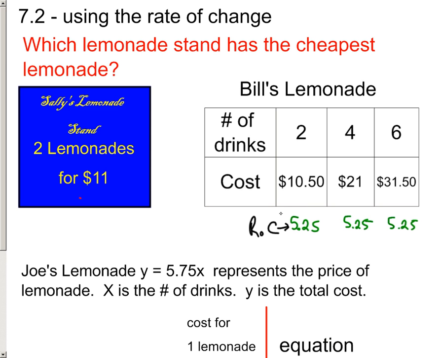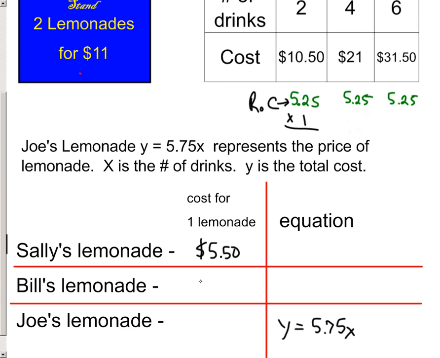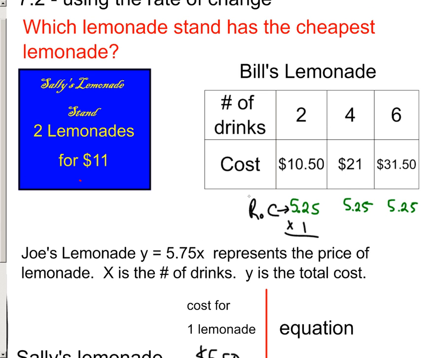If I take my rate of change and multiply it by the number of drinks, I can figure out what my price is. If I multiply it by 1, I get $5.25. So my cost for Bill's lemonade is $5.25. I could also use this rate of change to figure out a lot of other information. If I multiply it by 2, I'd get $10.50. I could multiply it by 3 and put that into the table. If I multiply it by 4, I get $21. If I multiply it by 5, I could figure out what would go in between if we had 5 drinks. So that rate of change is very useful.